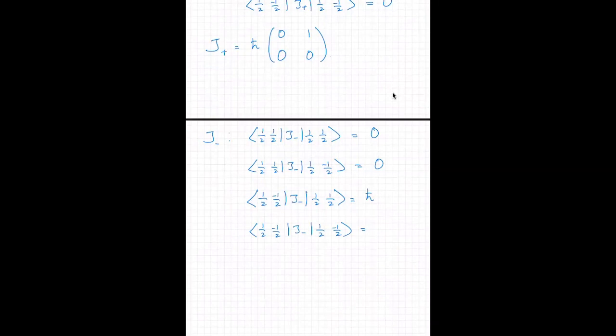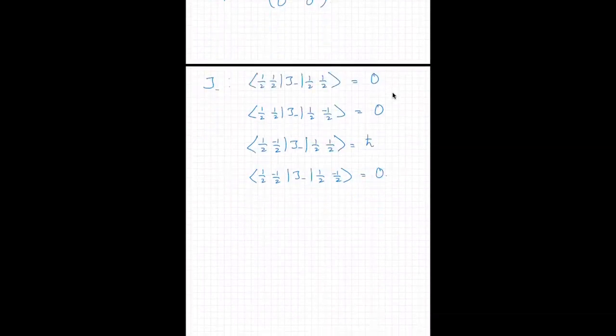This looks like that. So the J minus matrix in the 1/2, 1/2, 1/2 minus 1/2 basis vector space would be equal to the 1, 1 element is 0, 2, 1 element is 0, sorry, 1, 2 element is 0, 2, 1 element is H bar, and 2, 2 element is 0. Okay. Are there any questions about how the J plus and J minus matrices look like?